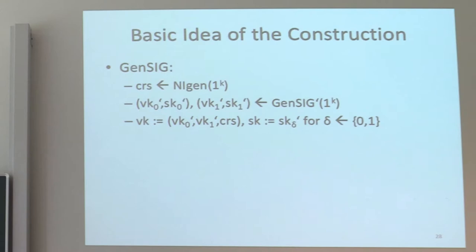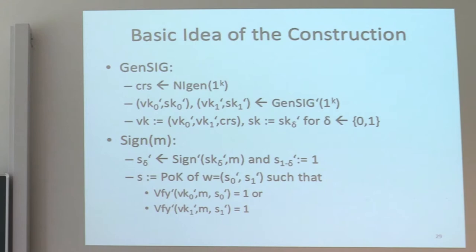In order to create a signature, the sign algorithm basically uses the secret key that it knows to create a signature and sets a second signature value to just some arbitrary constant, let's say 1. So we have a valid signature and some string, and then the actual signature that is returned by the algorithm is a proof of knowledge of a tuple S0 and S1 such that either S0 is a valid signature or S1 is a valid signature. So we prove this, and this is convincing enough, of course, for a verifier to check that the signer knows at least one of these two secret keys, and this is the idea why the scheme is secure.